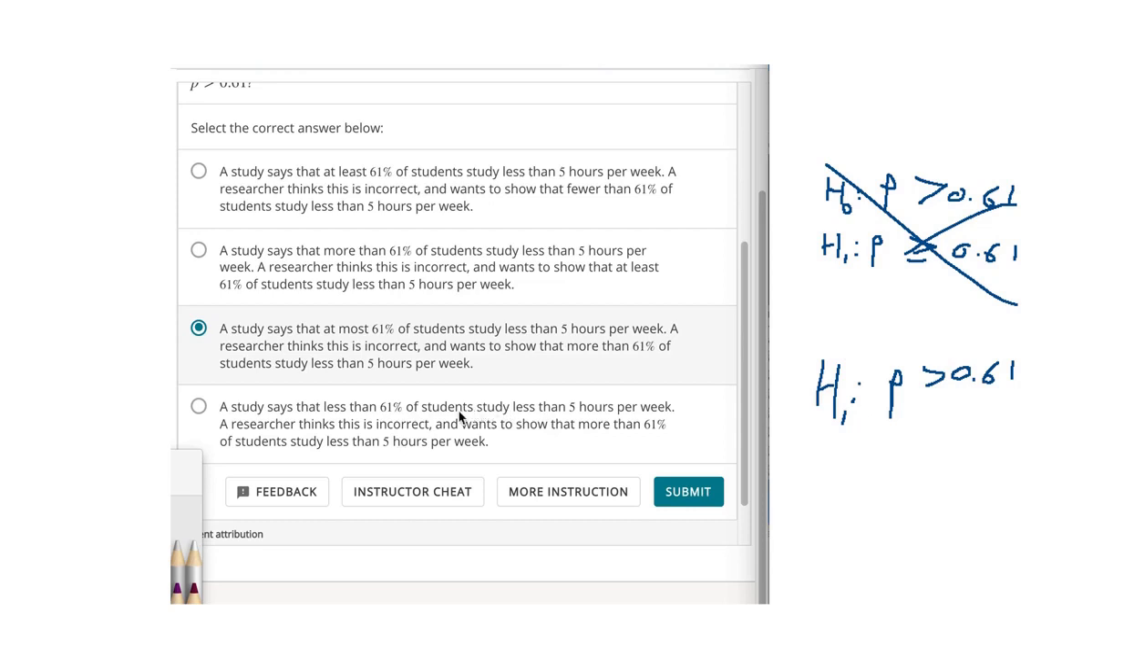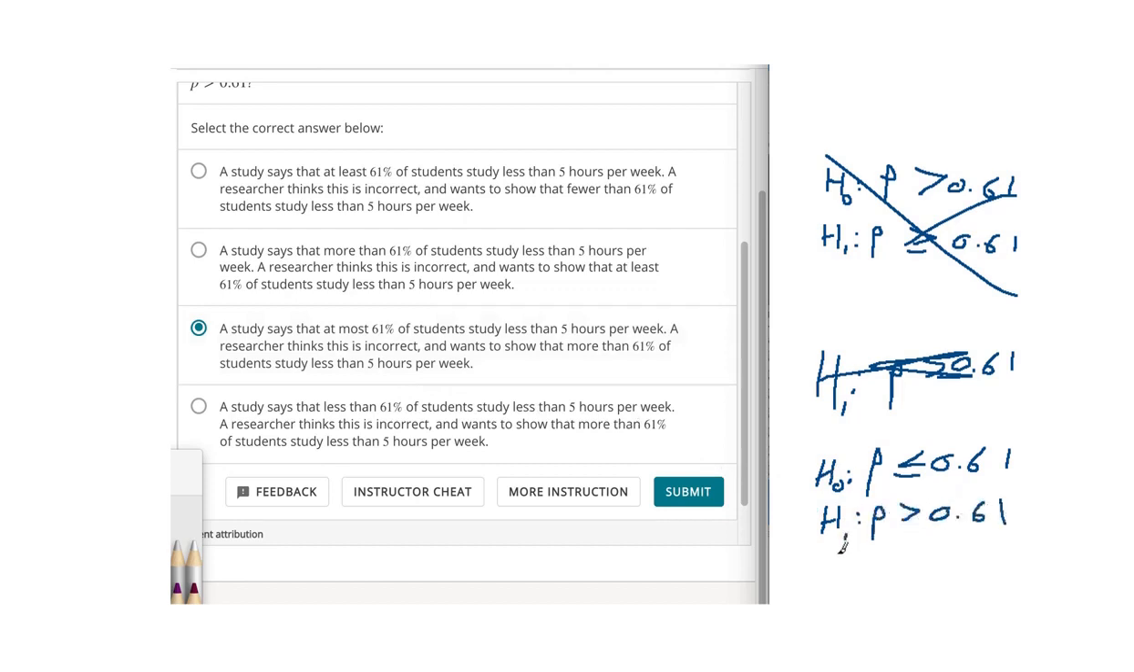Yeah, this one's not correct because this one says less and less. Oh, wait a second. What's the difference between these two? A researcher says that less than 61% of students study less than 5 hours per week. I guess the difference between these two, the third one says the null hypothesis is that at most means P is less than or equal to 0.61. And then the alternative that the researcher is trying to test is that it's more than 61%. P is greater than 0.61.